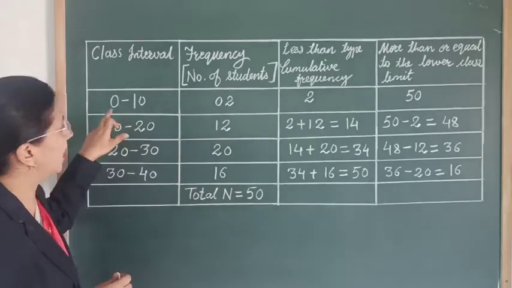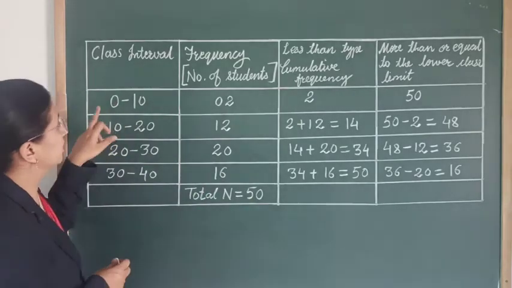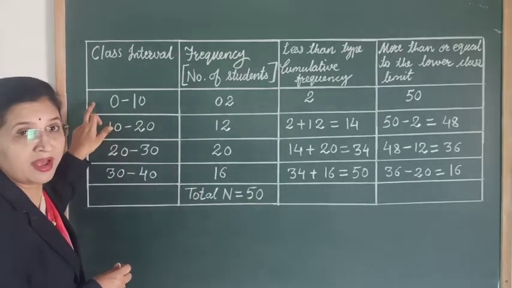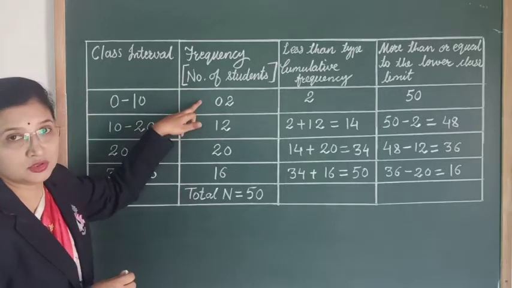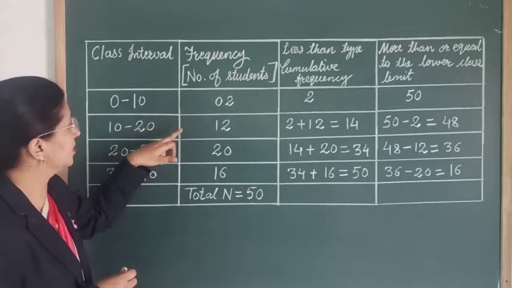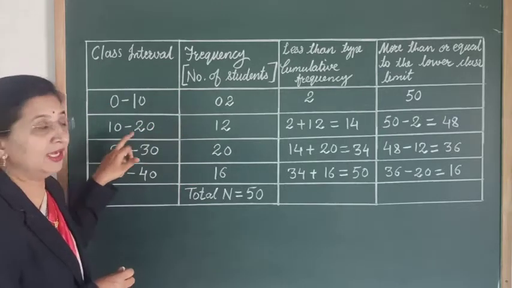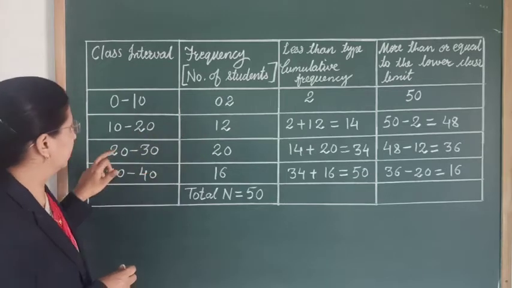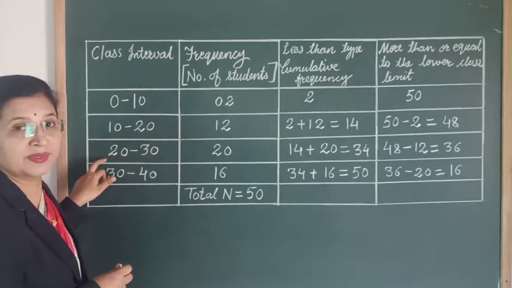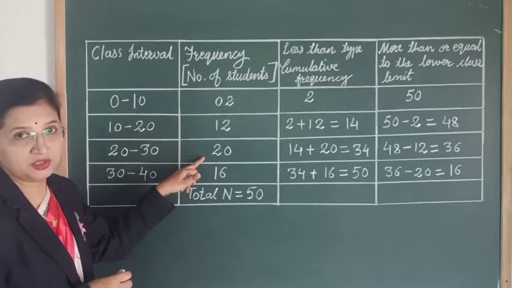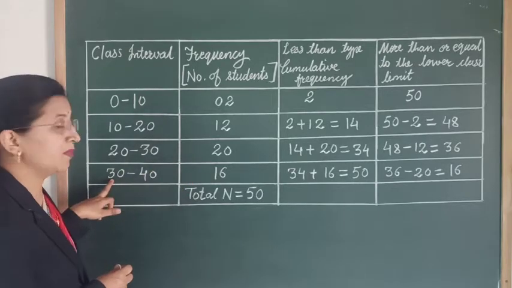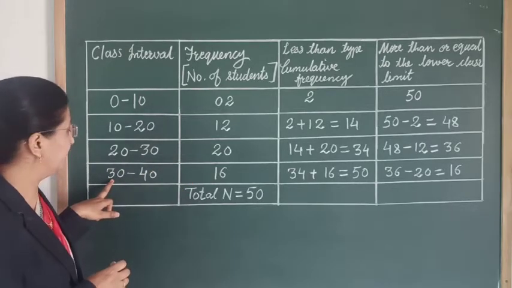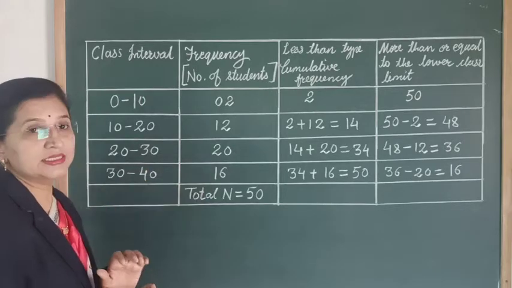Here you can see that the students who scored the marks between 0 to 10, 2 students are there. Then the number of students who scored the marks between 10 to 20, 12. Number of students who scored the marks between 20 to 30 are 20. And the number of students who scored the marks between 30 to 40 are 16.